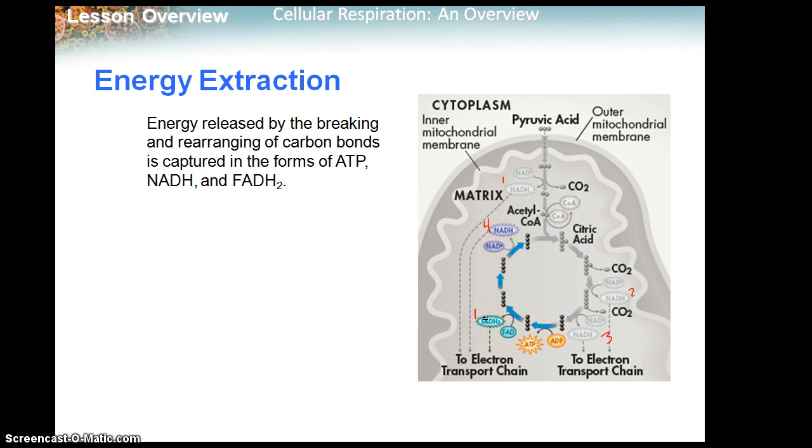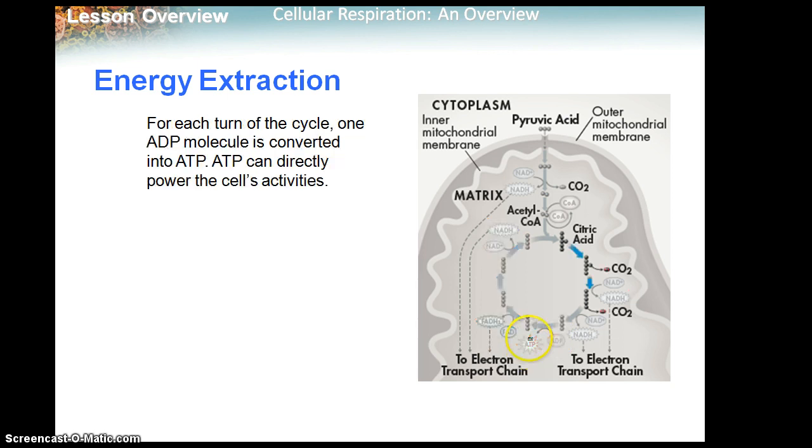The other thing that we're doing as we rearrange these carbon molecules is we're producing an ATP, and that's going to be used to go do the cell's activity. So here's that ADP, and we're going to make ourselves an ATP. All of the NADHs and FADH2 are going to go to the electron transport chain, just like our NADH did from glycolysis.